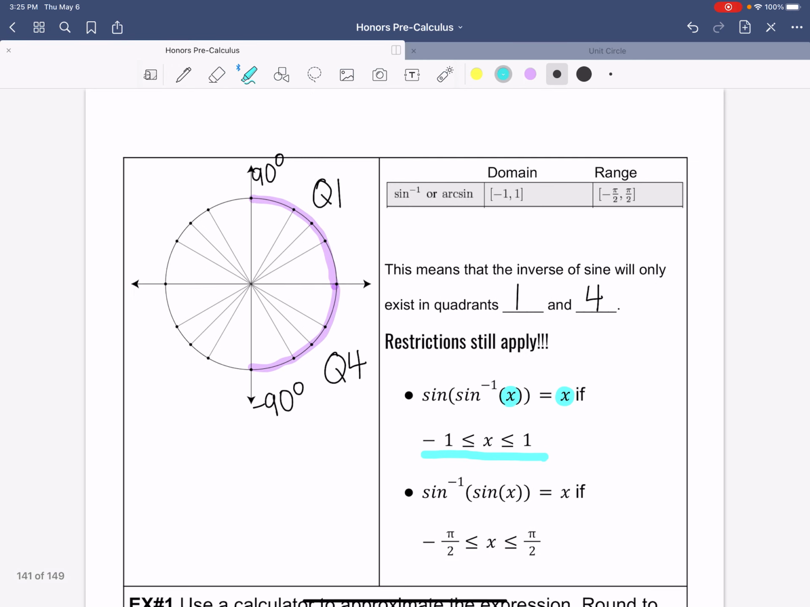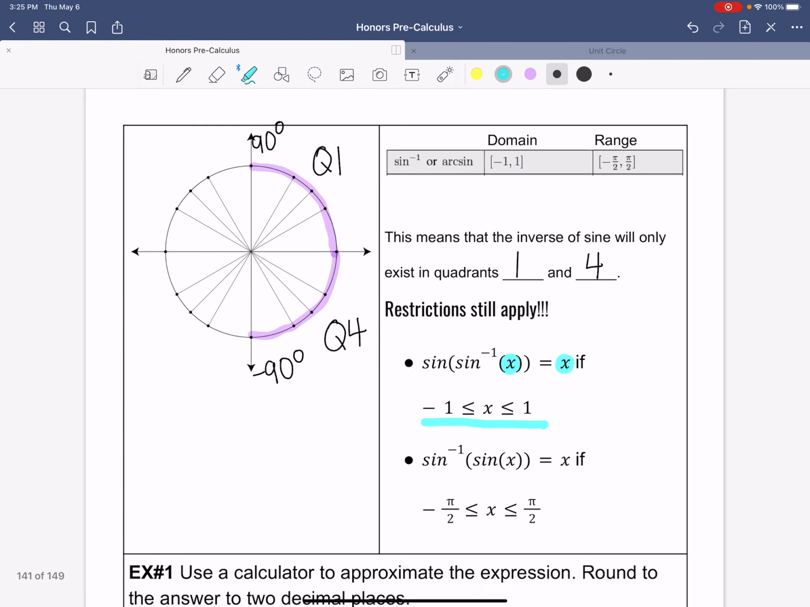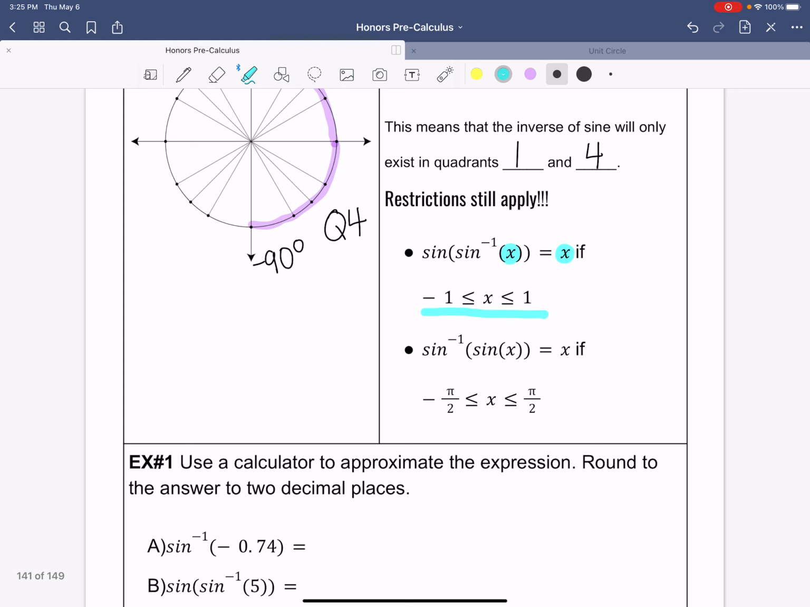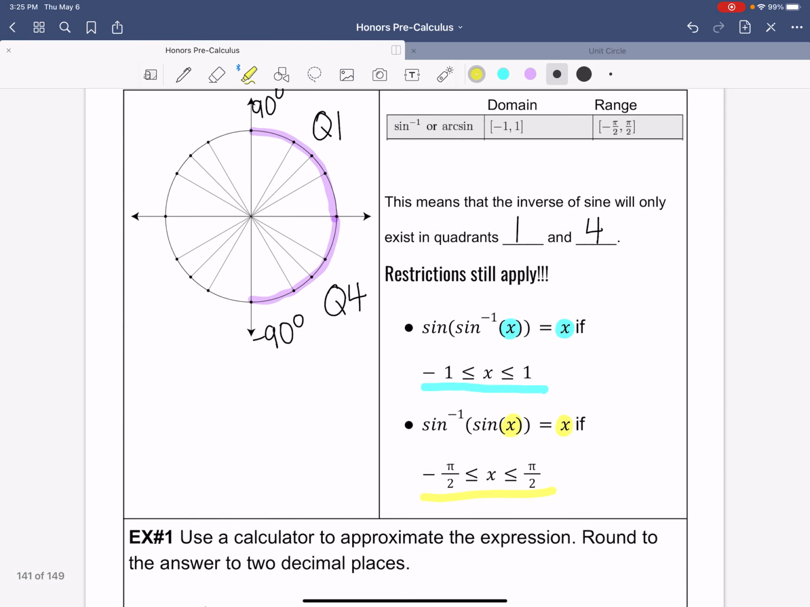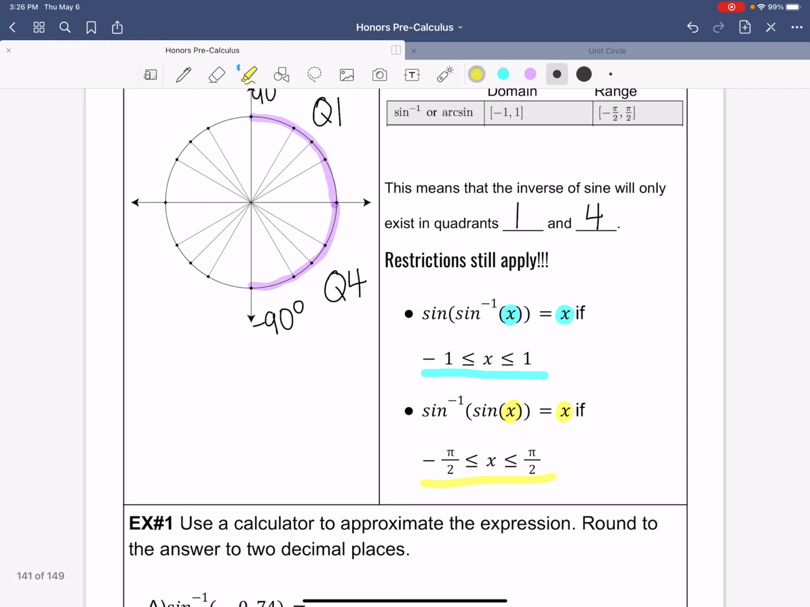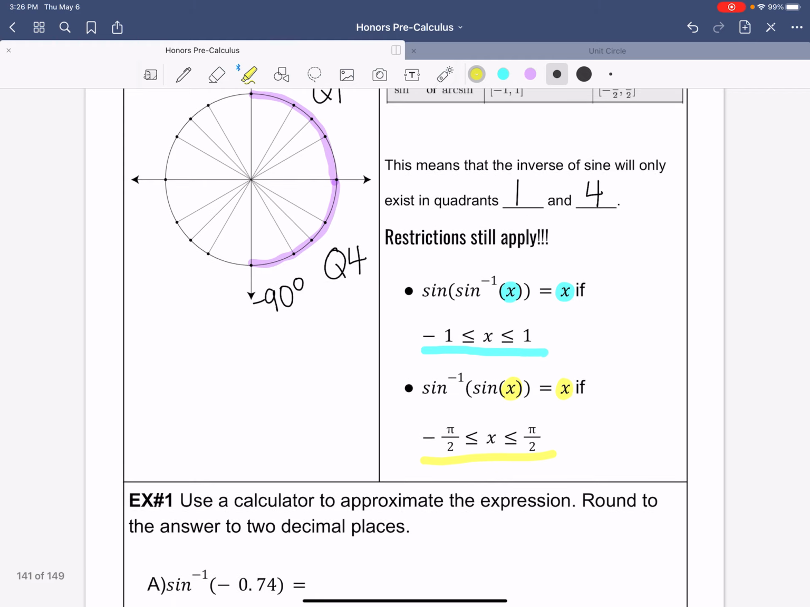Why? Because the domain is restricted between -1 and +1. And vice versa, if I ask you to take the sine inverse of sine, then my x will still equal that x value, but that only applies if my inverse values are between -pi/2 and pi/2, or -90 and +90. If it doesn't, then of course that rule does not apply. And why? Because the range is that of a sine inverse.